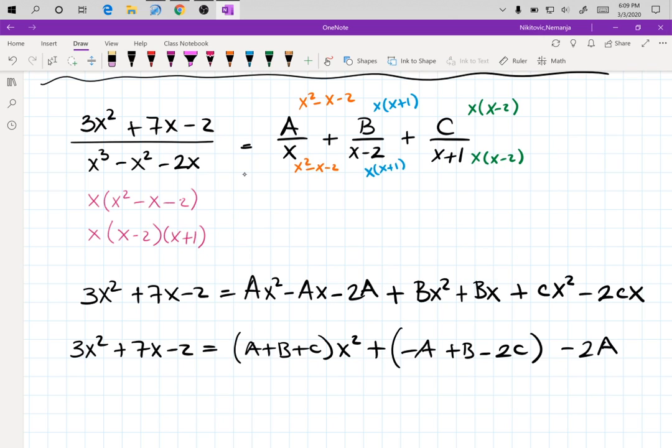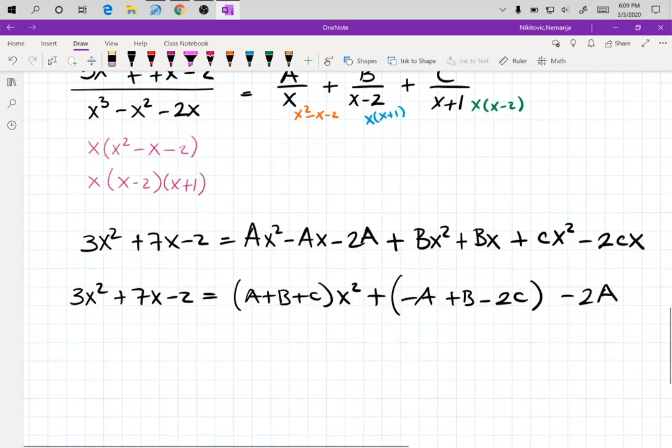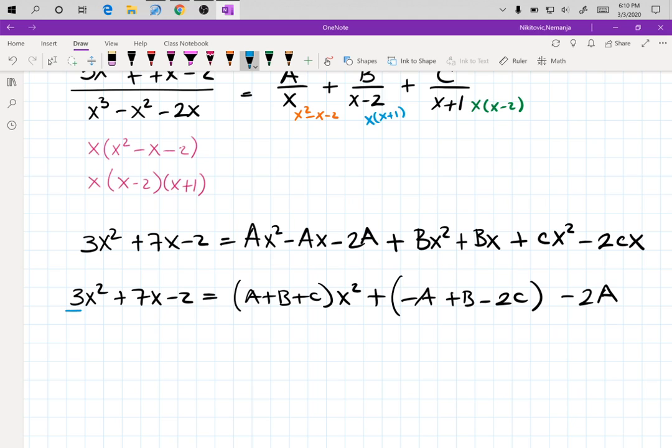There are no other singles. So 1, 2, 3, 4, 5, 6, 7. 1, 2, 3, 4, 5, 6, 7. Good, we have them all. Now we compare coefficient of x squared with the coefficient of x squared. Coefficient of x with coefficient of x. And finally, constant to a constant. I have a plus b. Maybe I can use the blue one. A plus b plus c equals 3.